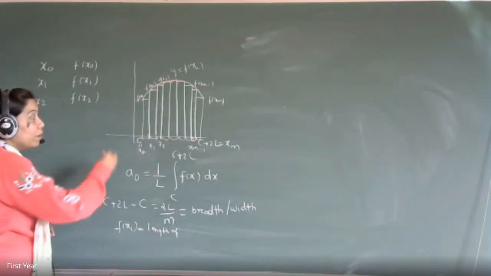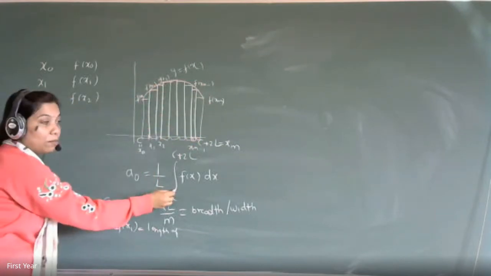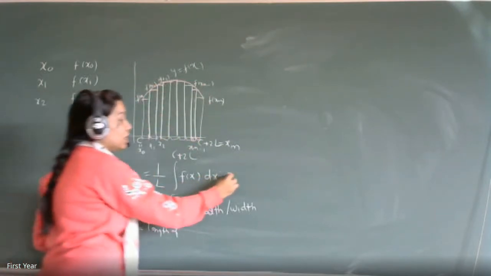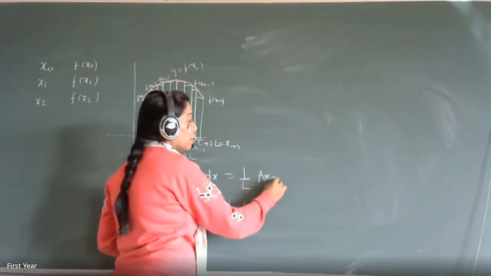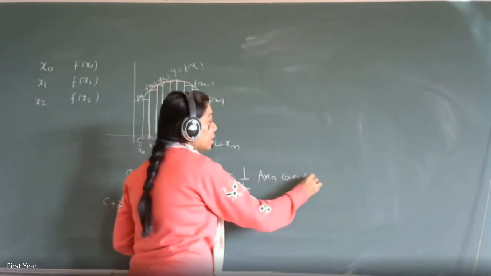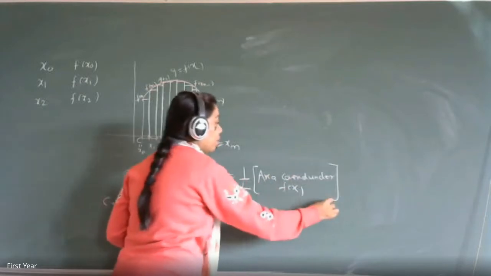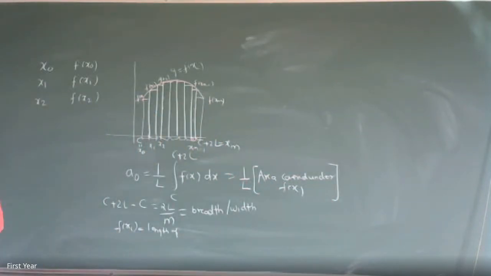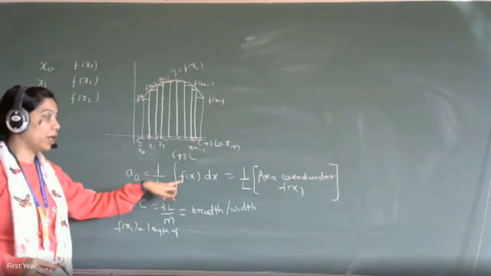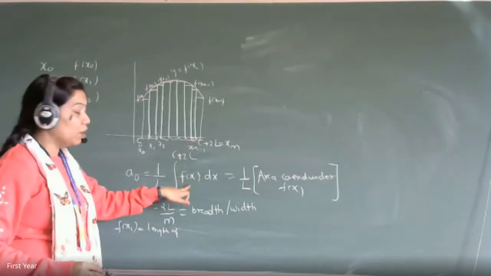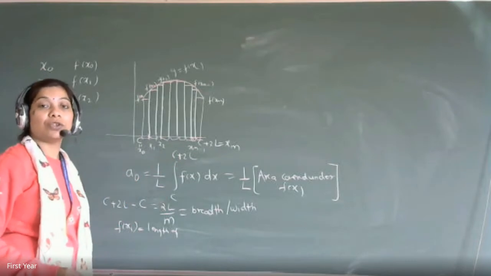Now what do we have to do? What is the area covered under this curve? What is the meaning of integration? Integration means this, with 1 by l outside. What is the meaning of this integration? The area covered under the curve. Do you know what the meaning of integration is? When we do this, c to c plus 2l f of x dx, we are trying to find the area covered by the function f of x from this range to this. Is this okay?